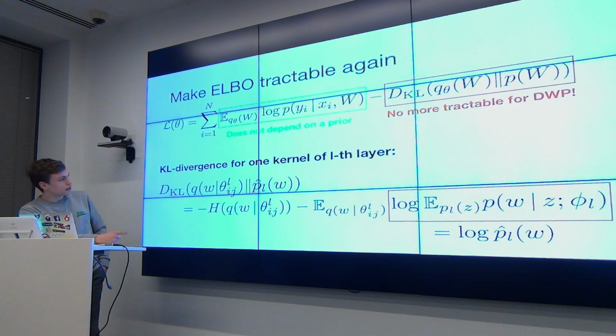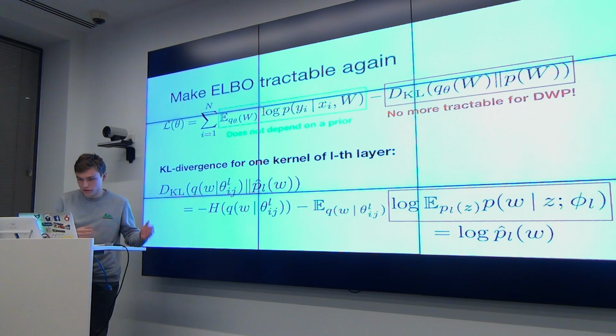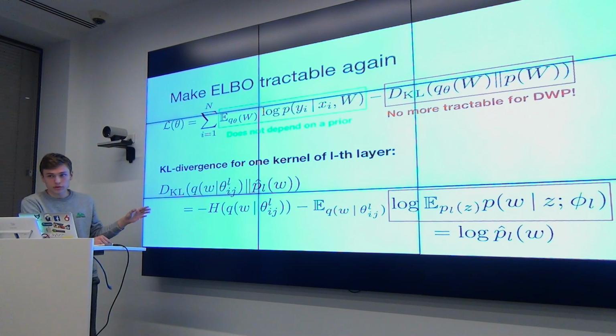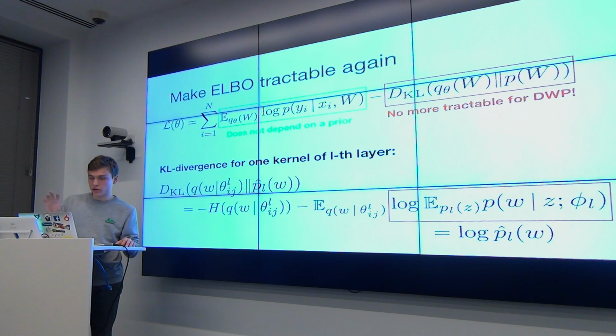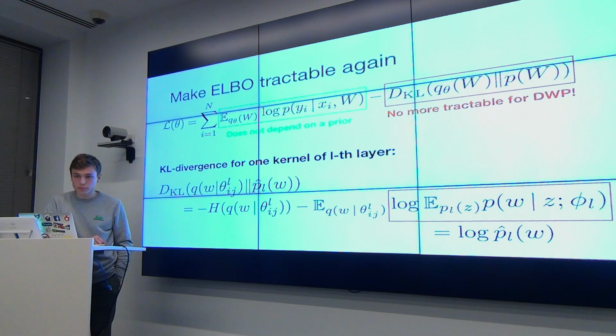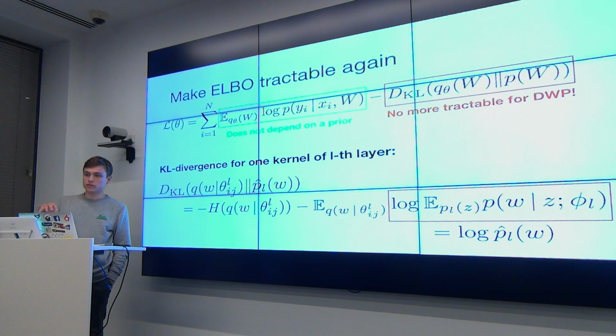So let's examine it. Here we have the KL divergence over the variational distribution over the whole neural network and our prior distribution, which splits into the sum of KL divergences of our single kernels because of this factorization over kernels we have for prior distribution and for variational approximation. Let's consider the KL divergence for one kernel. It looks as follows. The first term is the entropy of our variational approximation, which we either can compute analytically or use Monte Carlo estimation. And the second term is the expected log probability of our prior distribution.